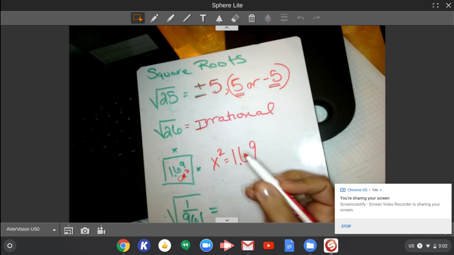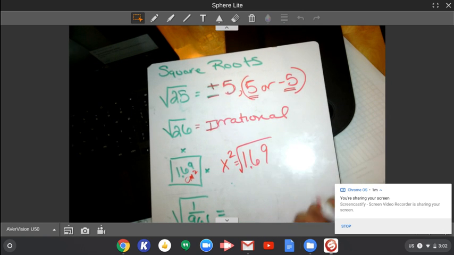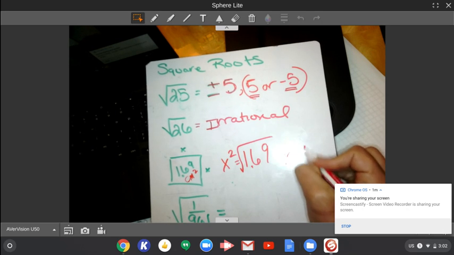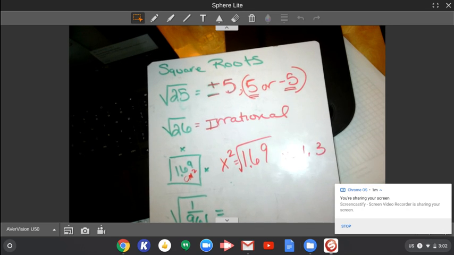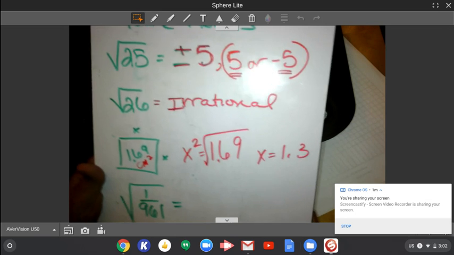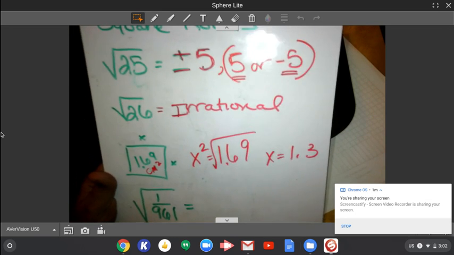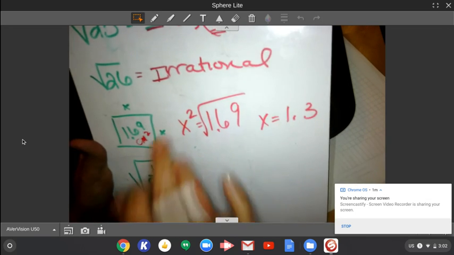Okay. And so we're going to take the square root of 1.69, which is 1.3. Okay. And you do not put a negative here because you can't have a negative side of a square.